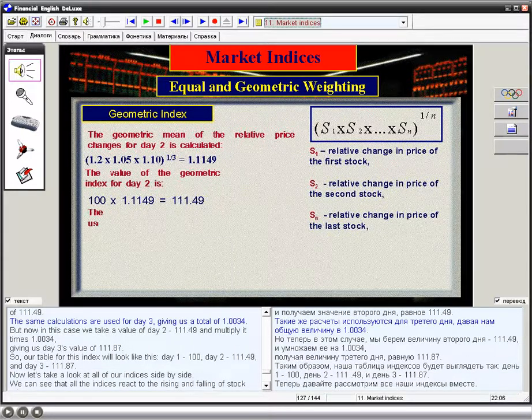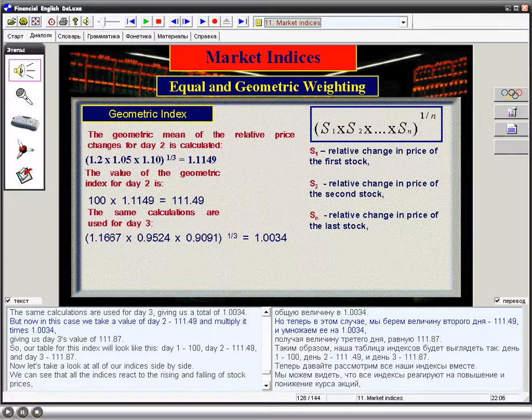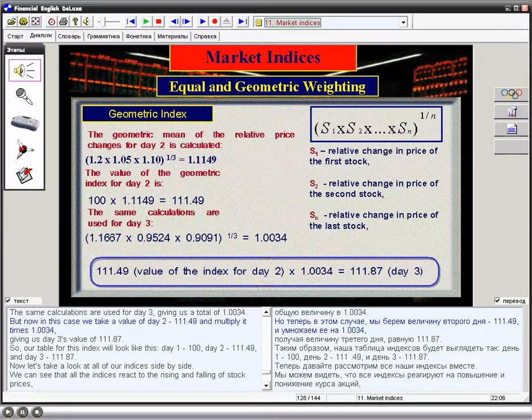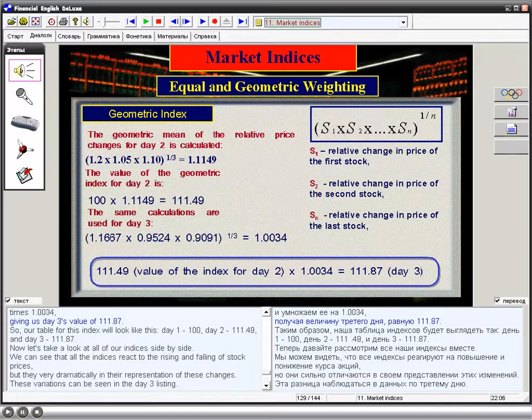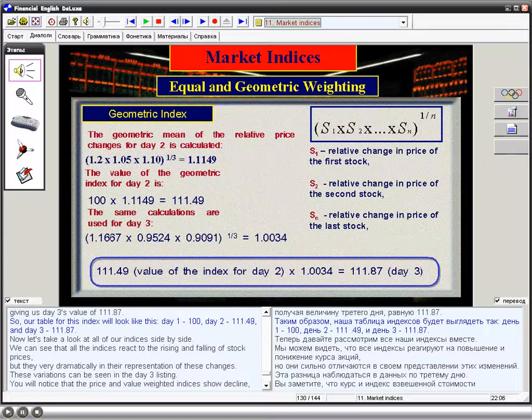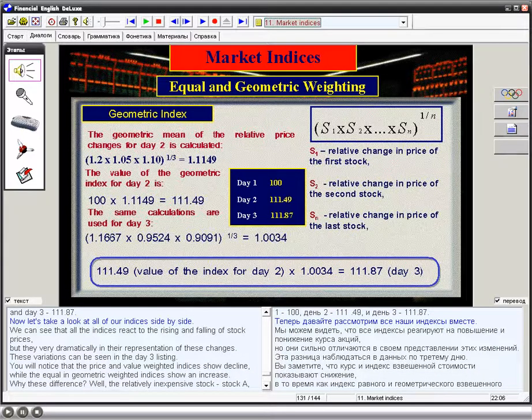The same calculations are used for day 3, giving us a total of 1.0034. But now in this case, we take the value of day 2, 111.49, and multiply it times 1.0034, giving us day 3's value of 111.87. So our table for this index will look like this. Day 1, 100, day 2, 111.49, and day 3, 111.87.